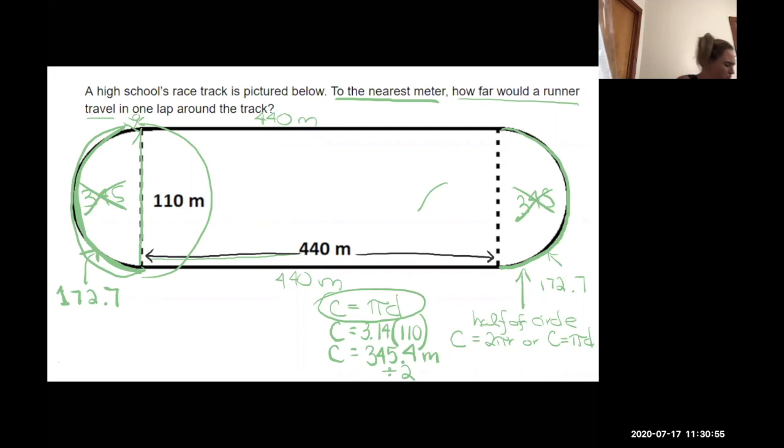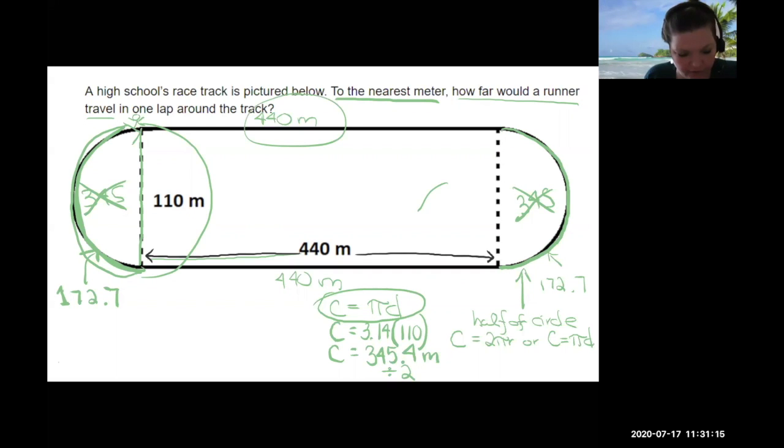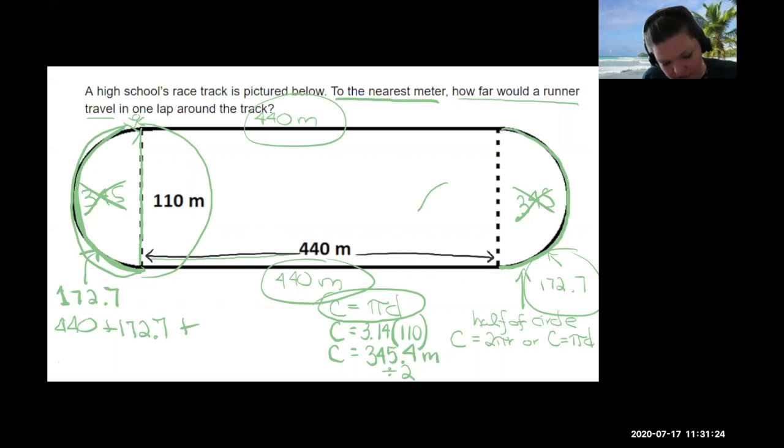So now I have all the lengths that my runner is going to run measured out. I know how long they all are, so I can find the total distance he's running. How could I find the total distance he's running, you guys? Add. Add, absolutely. He's going to run 440 meters, and then he's going to run 172.7 meters, and then he's going to run another 440.